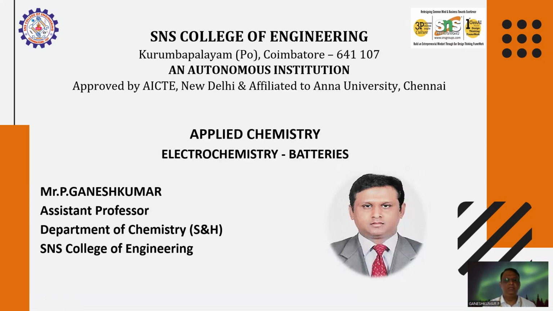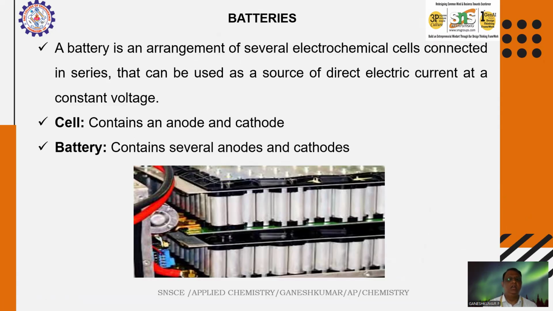Today in applied chemistry, in the topic of electrochemistry, we look into batteries. So what is a battery? A battery is several electrochemical cells combined together. That is, it is an arrangement of several electrochemical cells connected in series that can be used as a source of direct electrical current at a constant voltage.